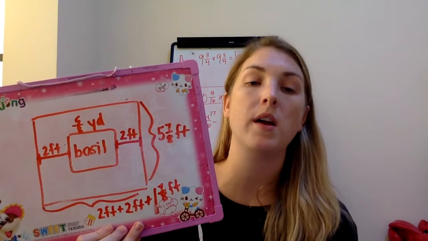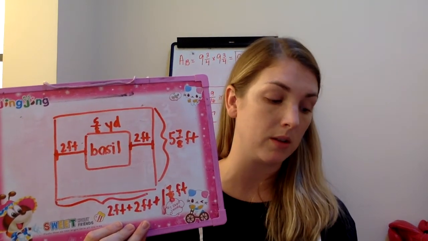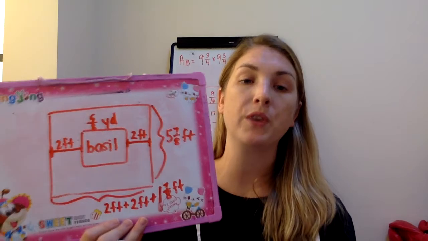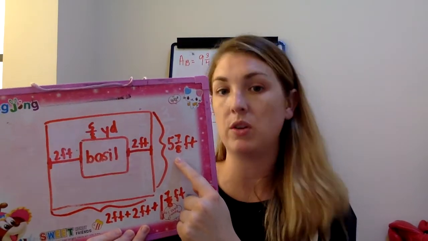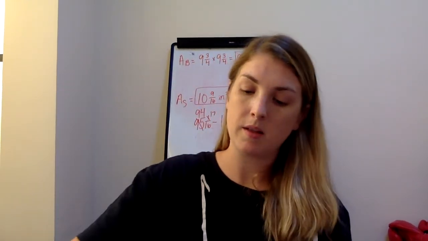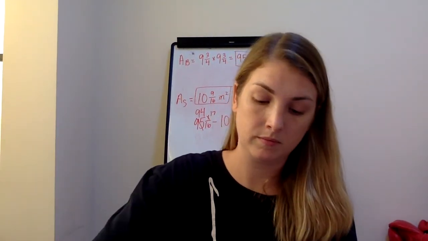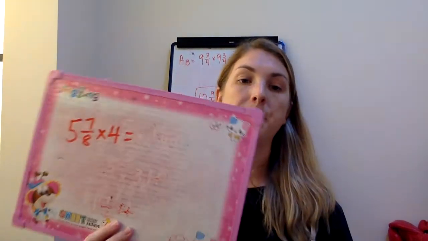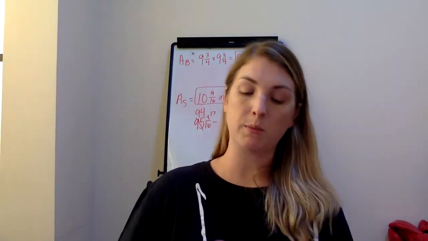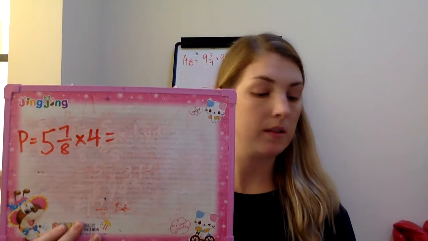So that's one side. This is a square. All of them are the same, and we need to find the perimeter. So what are we going to do here? You could either add 5 7/8 four times, or you could just multiply it by 4. I think it'd be a little easier just to multiply by 4. So to find the perimeter, that's what we're going to do. I should probably put P equals. This is the perimeter. Pause the video and solve for this.